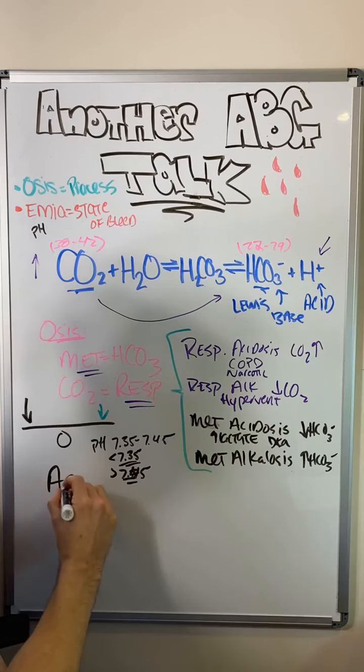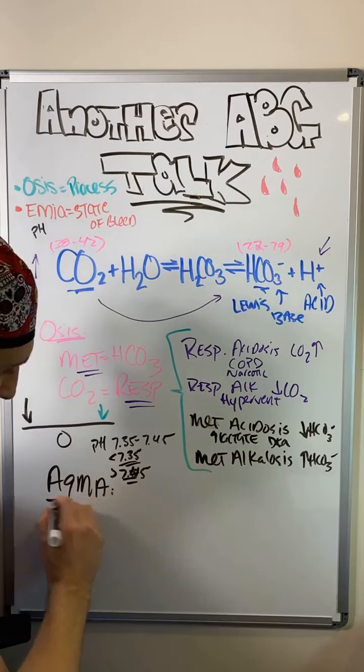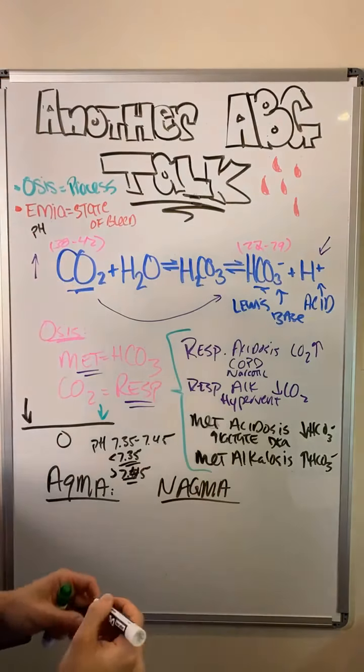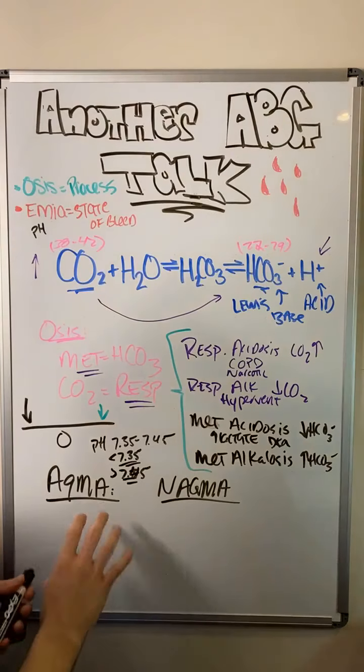Okay? And I've written questions about this before, and you're going to see them again. And I know I'm running out of board space. I apologize. I will move around some things. But an AGMA is an anion gap metabolic acidosis.